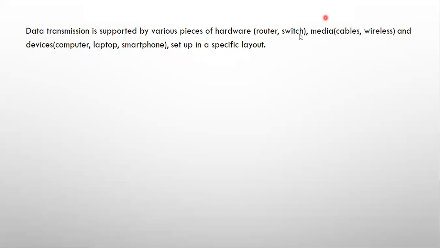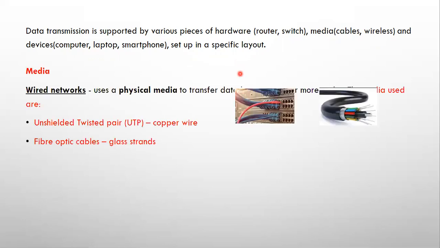Your data transmission is supported by various pieces of hardware. So you have a router and switch that aid in transmission of data. You have different media like your cables or wireless. You have different devices like your computer, laptop, smartphones. And there are also different layouts in which data is transmitted. This is referred to as your topology.